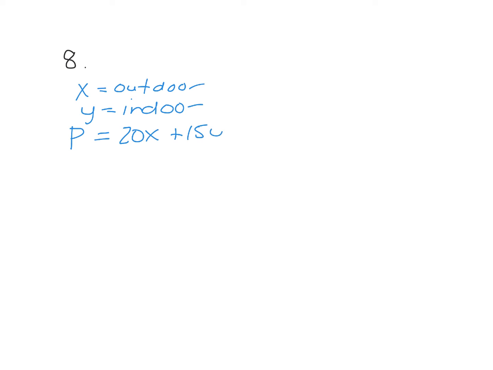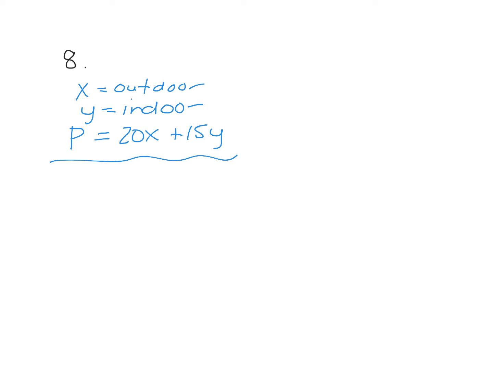Number 8, if you read through this again, the big thing at the end, it says how many shoes of each kind. So we're going to let x be outdoor shoes, y be indoor shoes. Whatever they're asking for, let those be your variables. And then it says to maximize profit. So I want to have a profit equation. And they tell me that each outdoor shoe is 20, each indoor shoe is 15. And then I would write these inequalities.